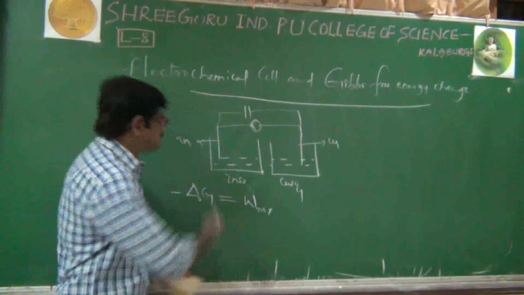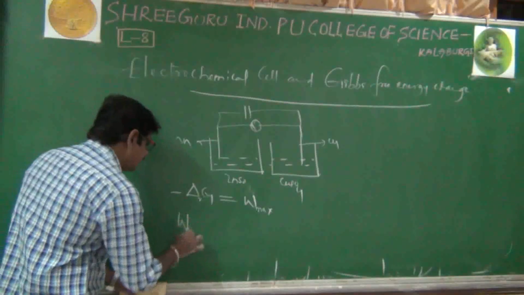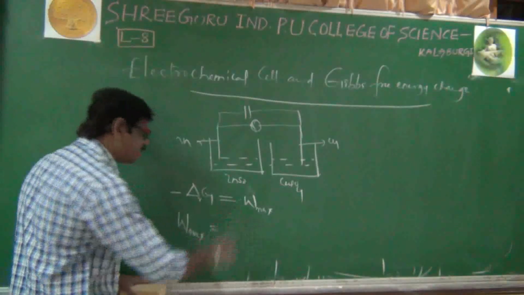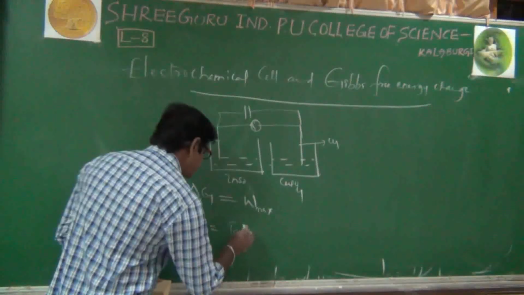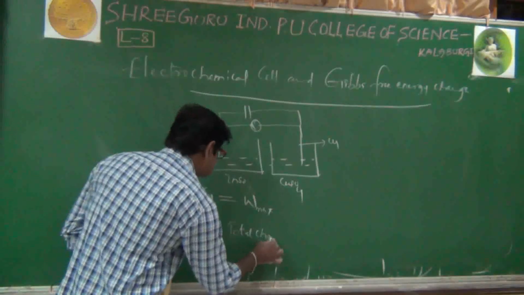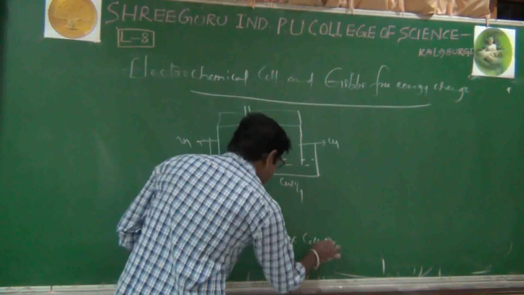Next, if you observe particularly the electrochemical cell, in an electrochemical cell W maximum is equal to total charge into cell potential.